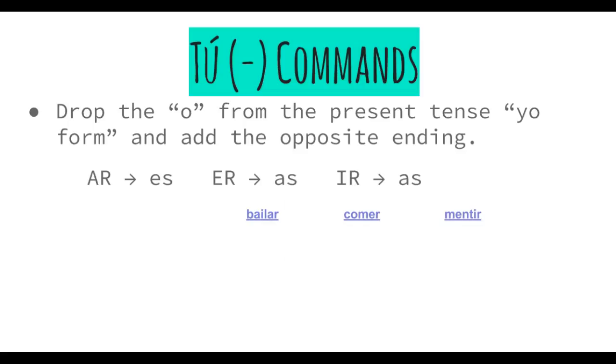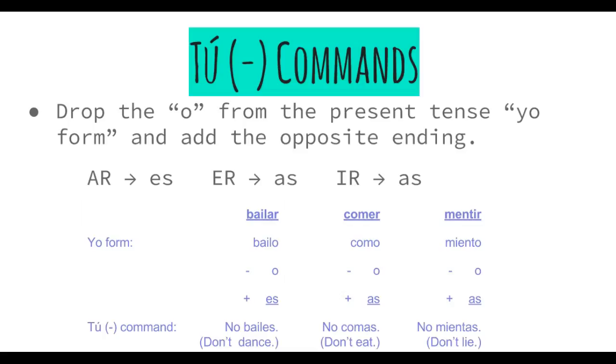Now to take these verbs and turn them into commands, here's how we'll do that. First, we're going to look at the yo form of the verb. Yo bailo, yo como, yo miento. The next step is to drop the O and add the opposite ending. So for bailar, we're going to add ES, but for comer and mentir, we're going to add AS. And then that will give us our negative tú command. No bailes, no comas, no mientas.